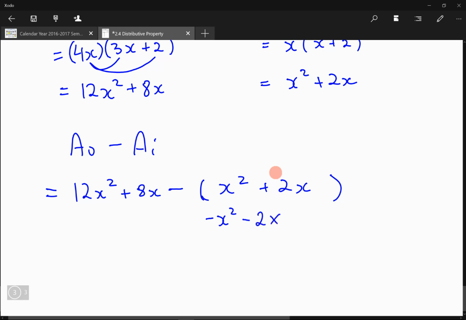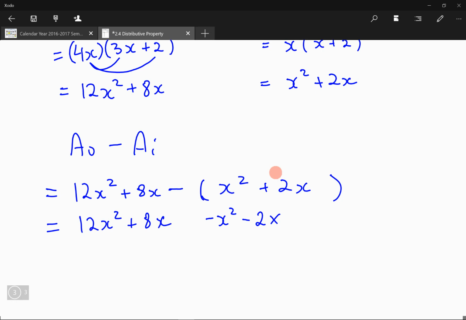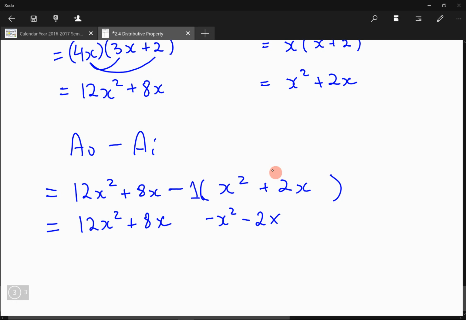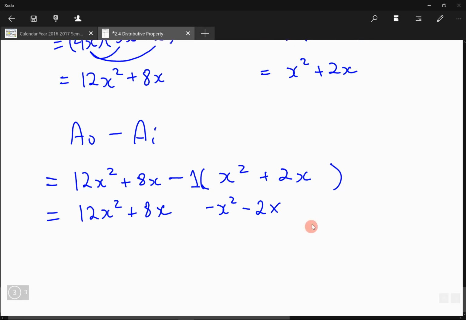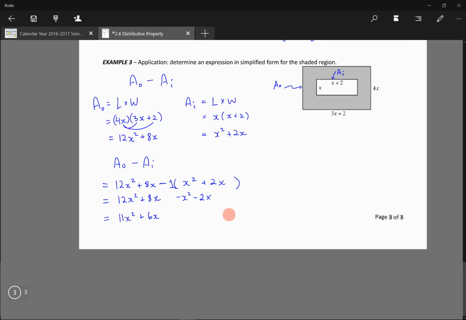That's all you're doing. And then what I have here in the beginning is 12x squared plus 8x, and that doesn't change. Even if you did think of the invisible 1, negative 1 times x squared gives you minus x squared, which is what I have here. If you did negative 1 times 2x, you get minus 2x, which is what I already have here. Collect like terms: 12 minus 1 is 11, so 11x squared. And 8 minus 2 is positive 6, so plus 6x. That is the expression for the shaded area. And we're done.